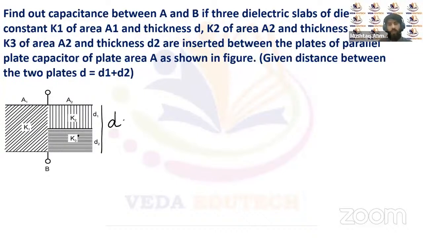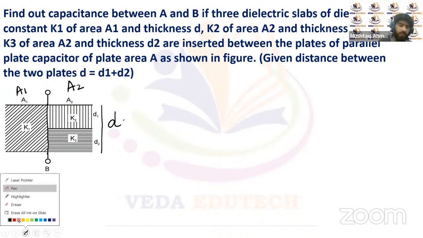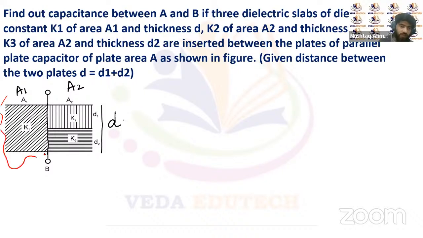Now let's see how the division has been done. First of all, we have divided the plates of this capacitor into two areas, A1 and A2. It means that this whole capacitor will be in parallel with this second capacitor, because the area of the plates has been divided into two, A1 and A2.